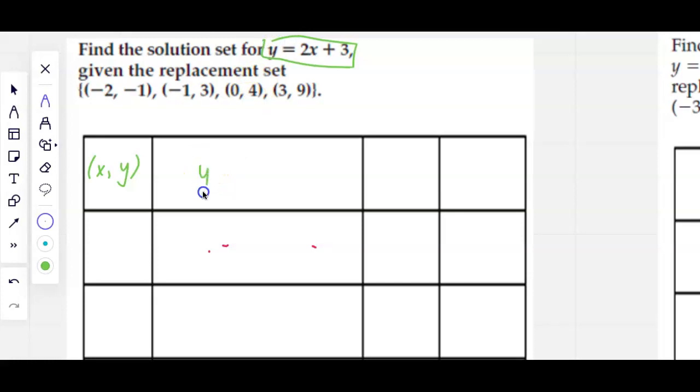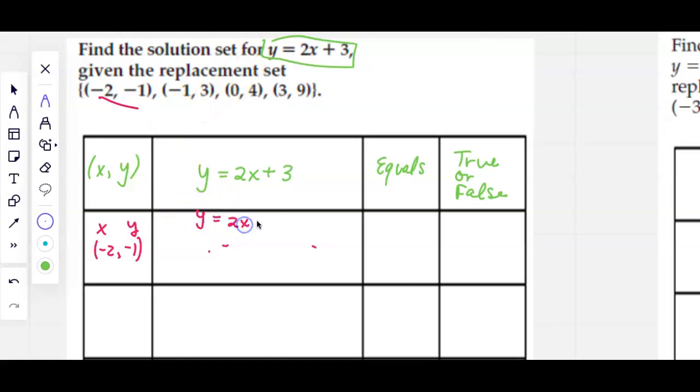Y equals 2x plus 3. And then what it equals. And then is it true or false? All right, so our first ordered pair up here is -2, -1. And remember that's values. X is -2, y is -1. So our equation is y equals 2x plus 3.